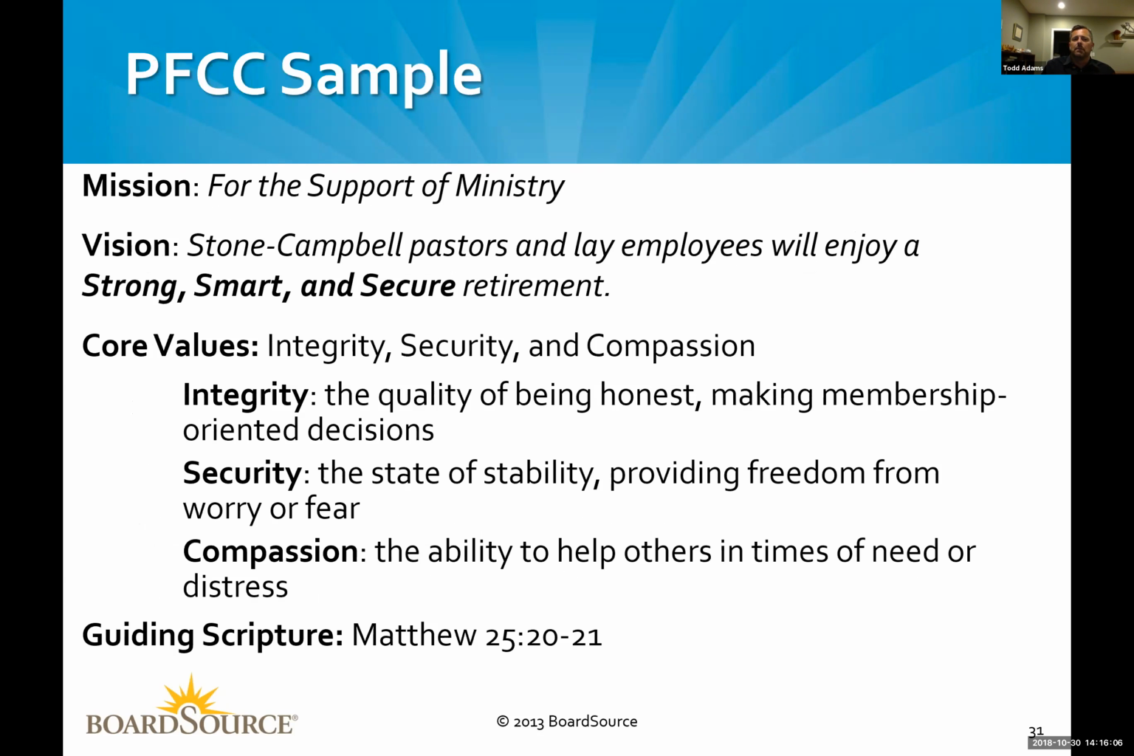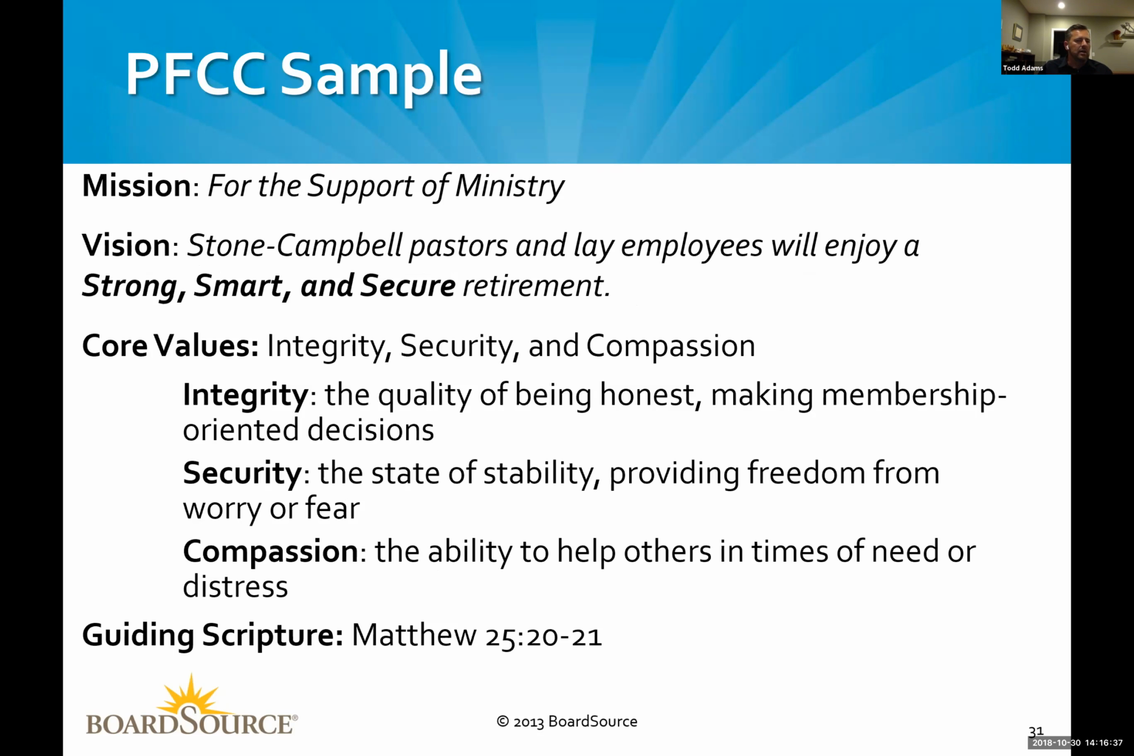I also wanted to give you an example from Pension Fund. So our mission is for the support of ministry. That actually comes from words that Alexander Campbell penned in 1831, 34, and 35 in the Millennial Harbinger, that it was the right and duty of all disciples to receive an offering for the benefit of widows and orphans, of those who had given their lives in service to the church, and to stand for the support of ministry. So when we hear it as staff, we know there's a lot deeper meaning behind it, but our mission is for the support of ministry. That's the need that exists that called us into being.